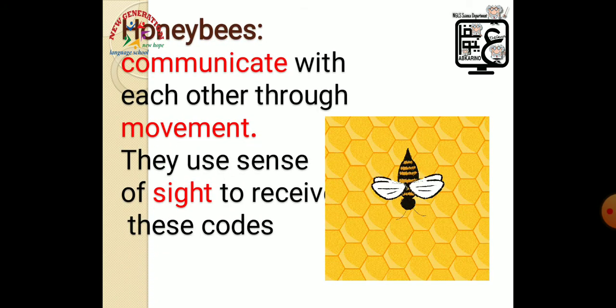What about honeybees? Honeybees communicate with each other through movement, so they use the sense of sight to receive these codes. So honeybees can communicate with each other by movement.